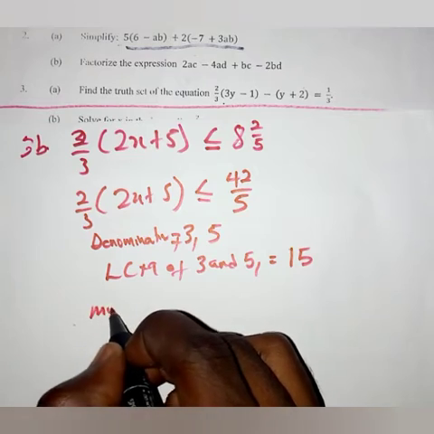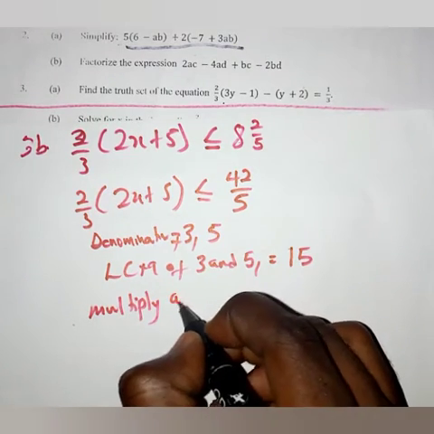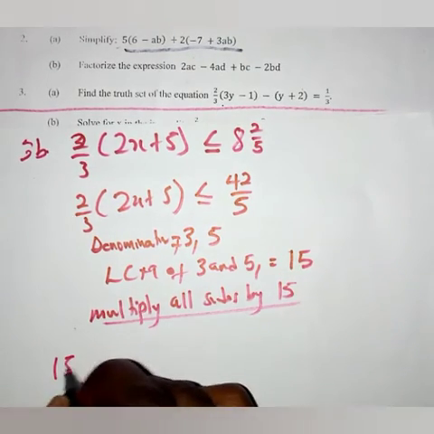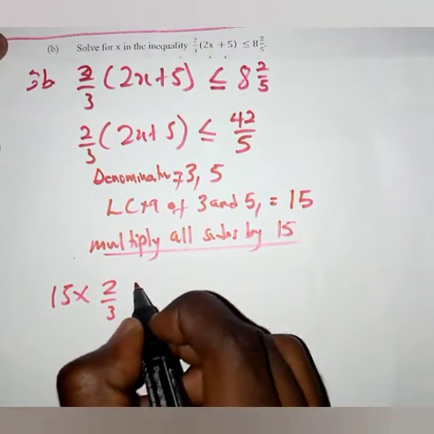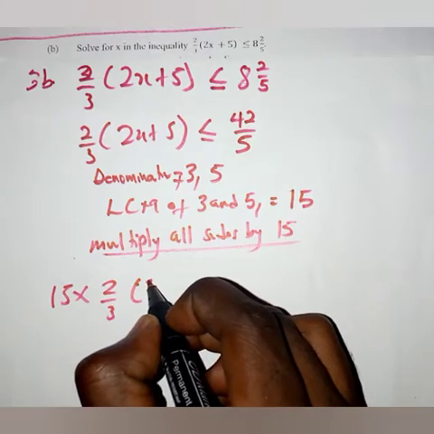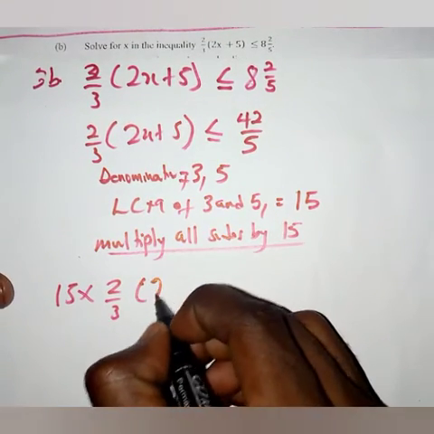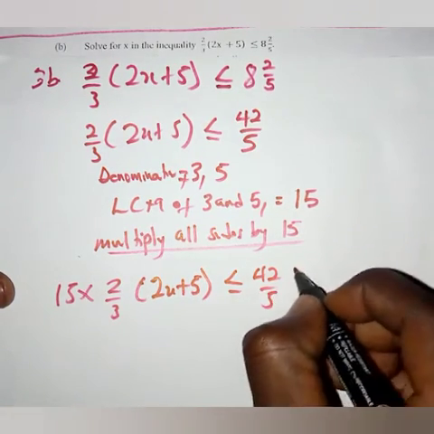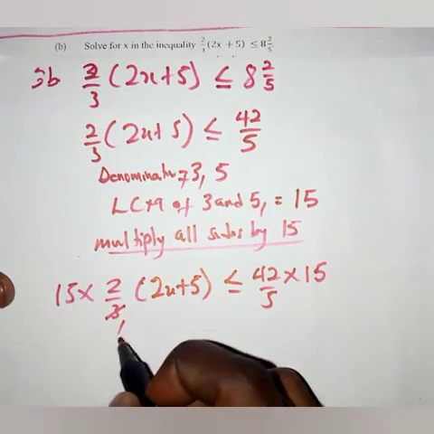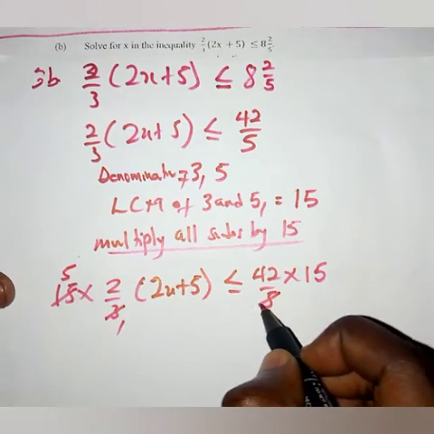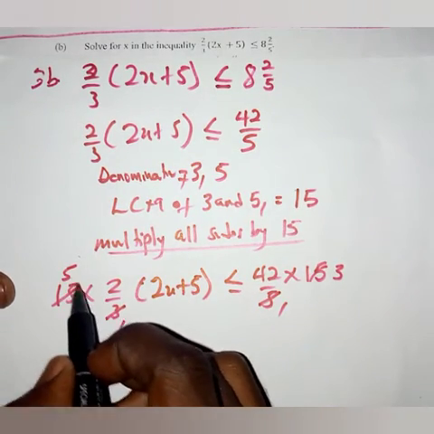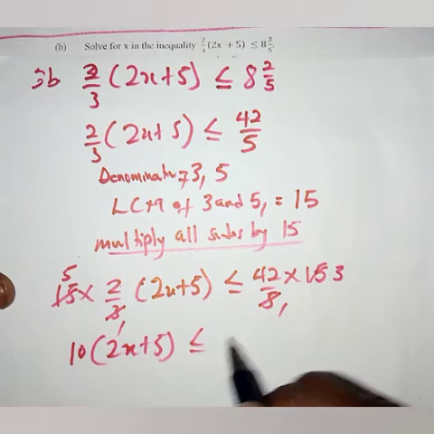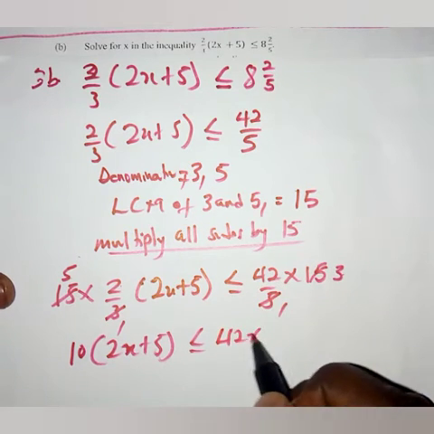So from here we multiply all sides by 15. So we have 15 multiplying 2 over 3 into brackets, you have 2x plus 5, then you have 42 over 5 here, multiplying that by 15. 3 goes into itself and goes into 15 5 times. 5 goes into itself and goes into 15 3 times. So 5 times 2 is just 10, and we have 2x plus 5 here, less or equal to 42 times 3.